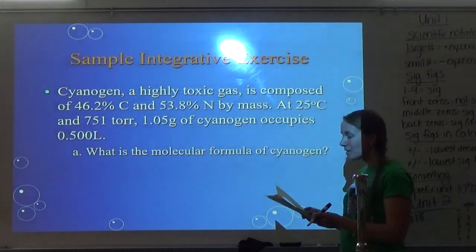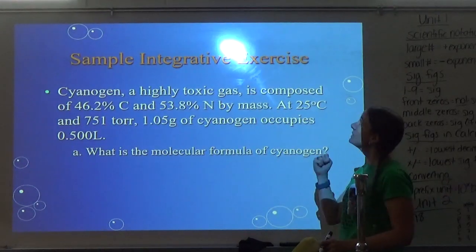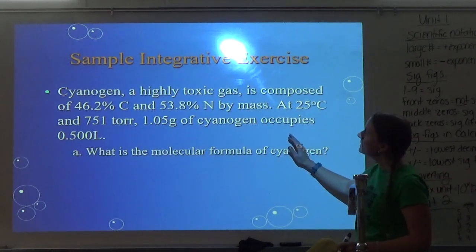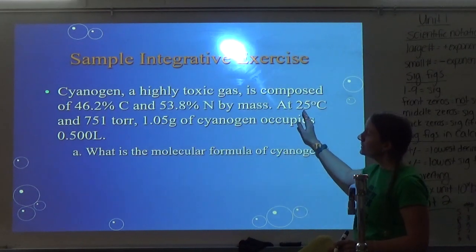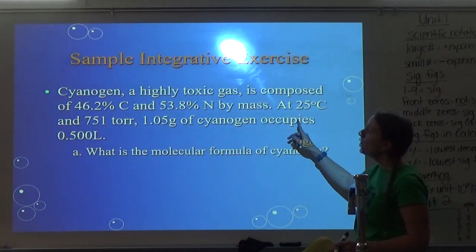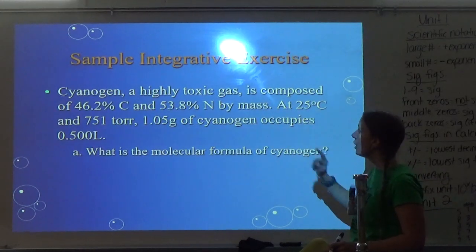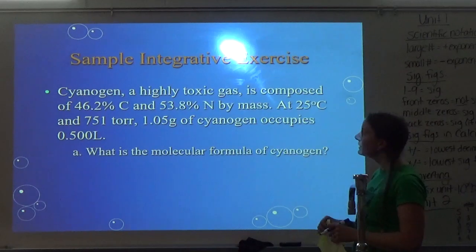All right, so our sample integrative exercise. Oh my gosh, we're almost done. Cyanogen, a highly toxic gas, is composed of 46.2% carbon and 53.8% nitrogen by mass. At 25 degrees Celsius and 751 torr, 1.05 grams of cyanogen occupies 0.5 liters. What is the molecular formula of cyanogen?